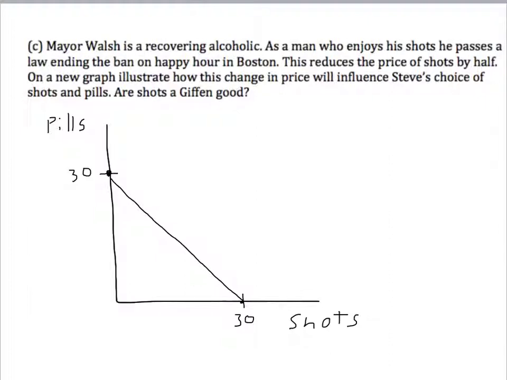And since it says that we want to illustrate how this influences Steve's choice, they're really asking about how my choice will change. So we should probably draw on the old budget constraint, which was here at 15. This point was on the budget constraint, and the other point was also on the budget constraint. And then we had an optimal choice of 12 and 6. So now we can illustrate how things changed relative to this initial point.